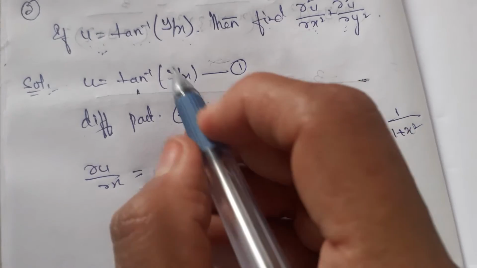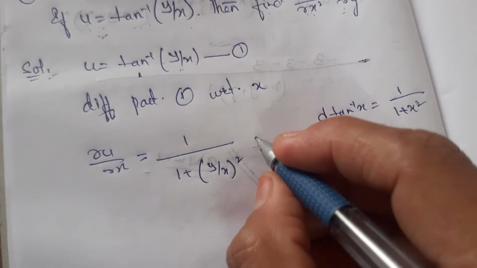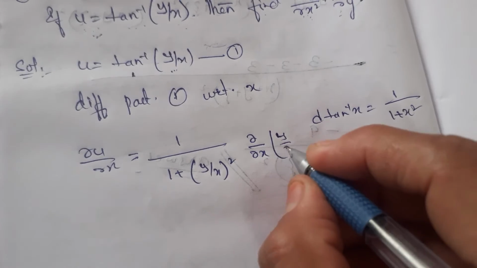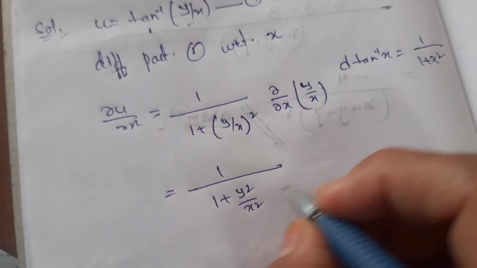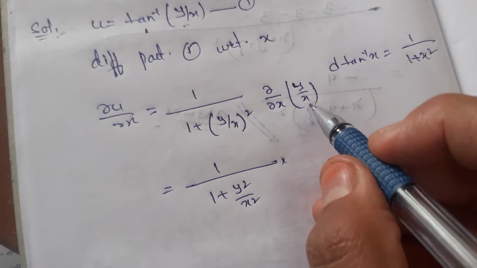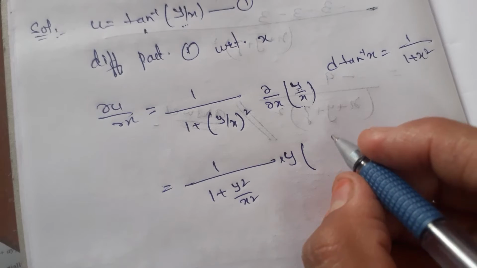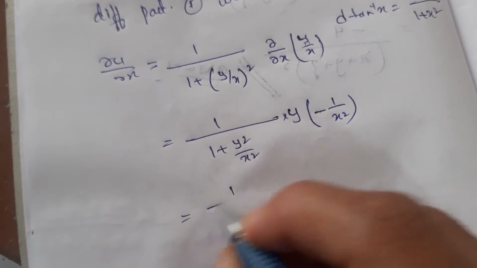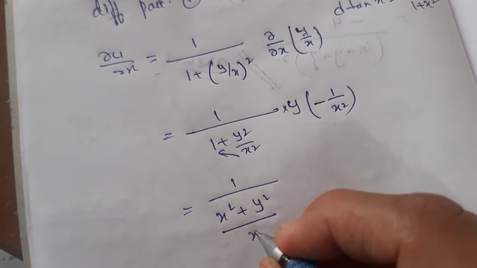So we take the differentiation of whatever term is there. So 1 by 1 plus (y by x) whole square, and again the differentiation ∂/∂x of the inside function, that is the child function, y by x. So it will give you 1 by 1 plus y²/x² into the differentiation of y by x. Here y by x is there, so y is constant, our function is 1 by x. Differentiation of 1 by x is minus 1 by x square. So here we will get 1 by (x² plus y²).